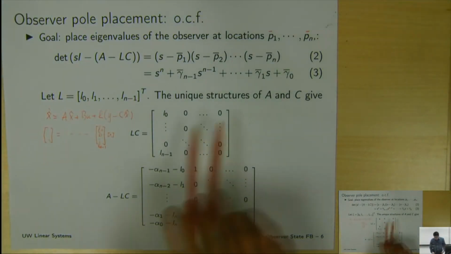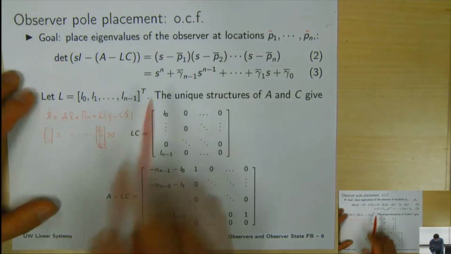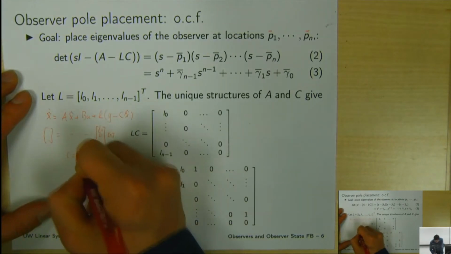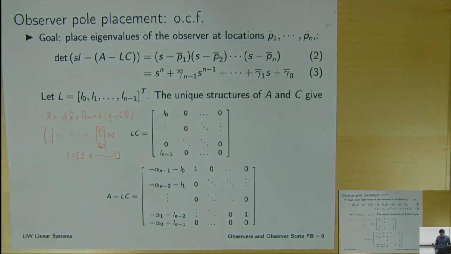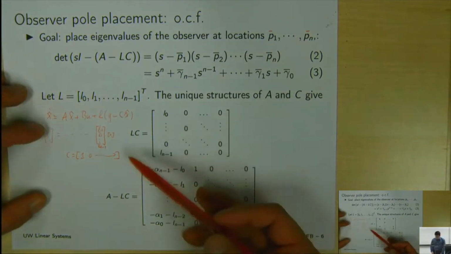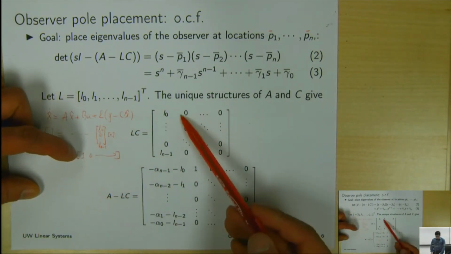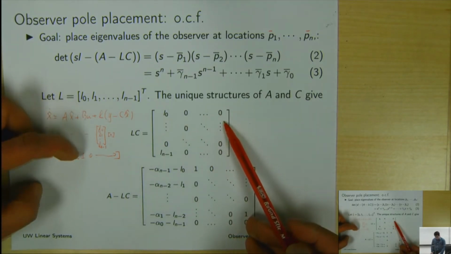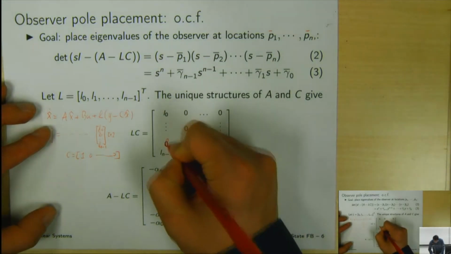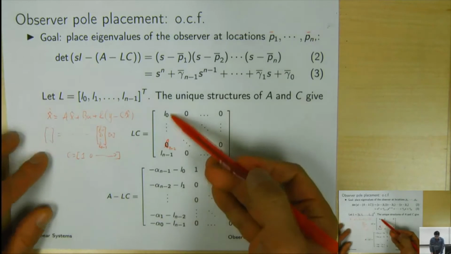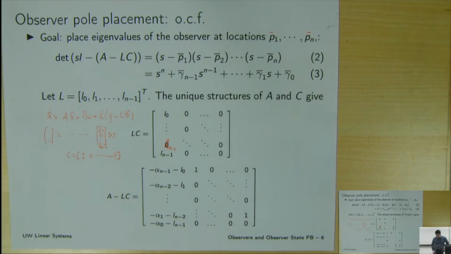Then let's talk about A minus LC. So here comes the interesting fact again. Because C has this special structure, L times C will be very easy to compute. Putting out this calculation, it's L0 times 1 and then all zeros to the end for the first row. Same thing for the remaining rows: it's going to be L0, L1, all the way to Ln minus 1 in the first column, and then zeros for the remaining columns.